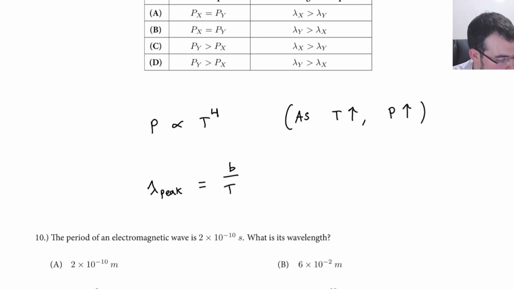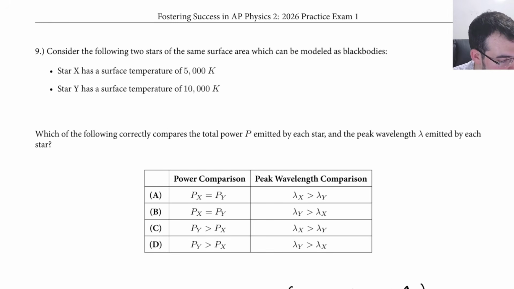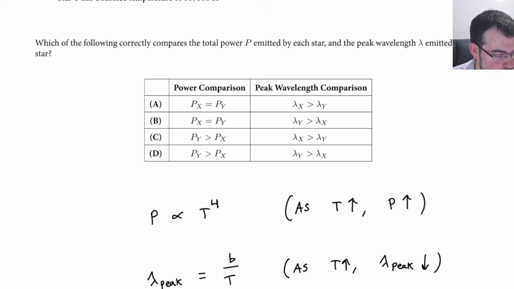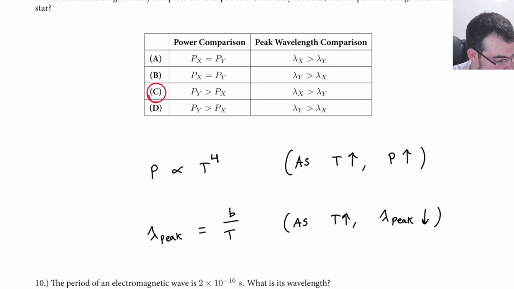So this says that as T goes up, lambda peak goes down. So the hotter star, which is Y, should radiate more power, and X should have a larger wavelength. So that's C. Because again, if we talk about energy, it is short wavelengths that are more energetic.